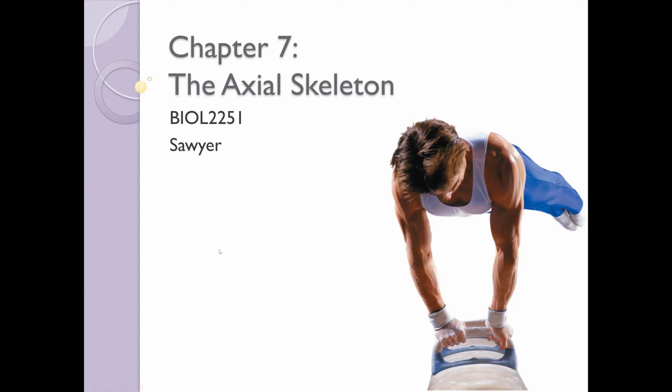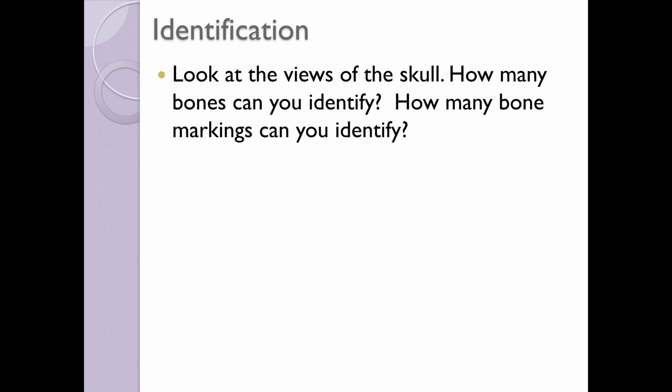Okay, this is the activity for Chapter 7, the axial skeleton. We'll start with Part 1, which is identification. So we're going to look at several views of the skull. How many bones can you identify? How many bone markings can you identify?